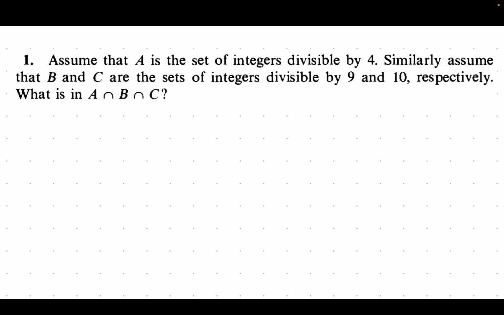Chapter 2, Exercise 1. Assume that A is a set of integers divisible by 4. Similarly, assume that B and C are the sets of integers divisible by 9 and 10, respectively. What is A intersect B intersect C? This is a very straightforward question. I think it doesn't take too long to solve. And my guess is that it's just to get the reader familiar with what intersections of sets are.